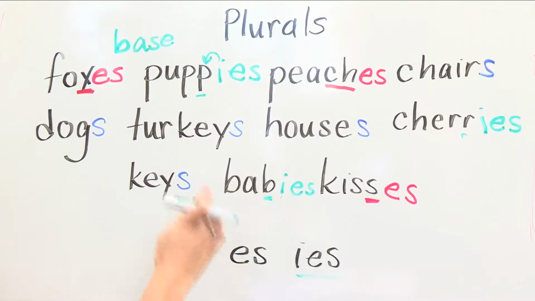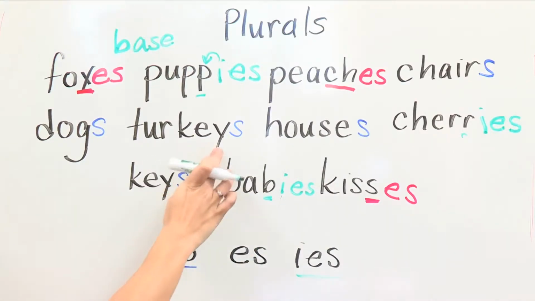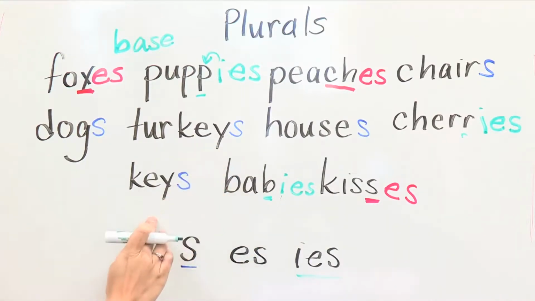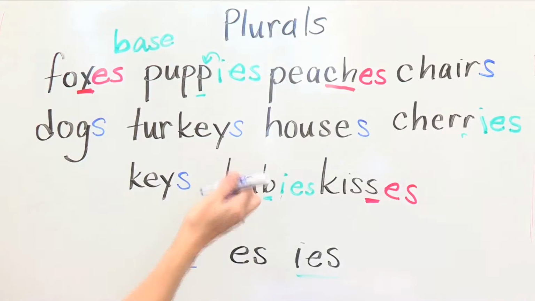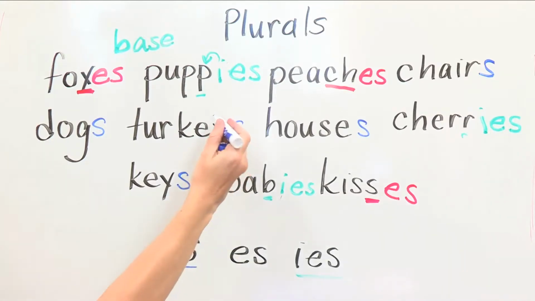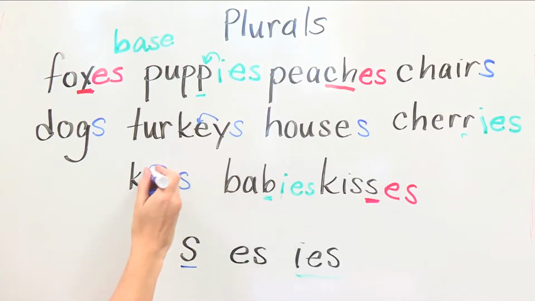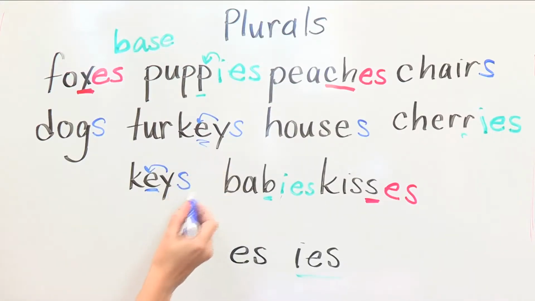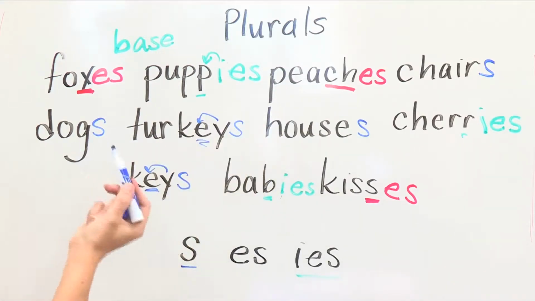Okay, that's very important. So let's go back up here really quick. Why did we not do this for turkey and key? Because there is a vowel right before it. So if you look at the letter Y, there's a vowel E right before both of these. That is why. If there is a vowel right before that Y, all you do is just add regular S. And then with houses, chairs, and dogs, they just follow basic rules.